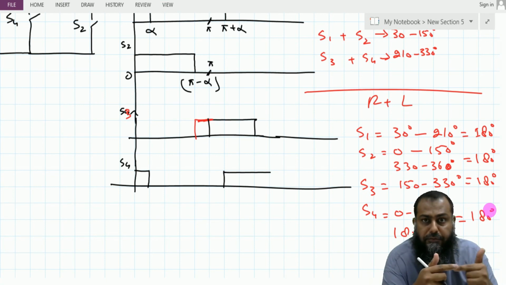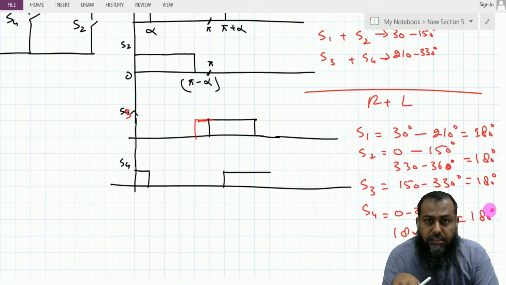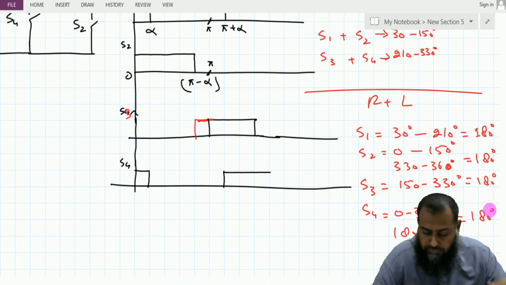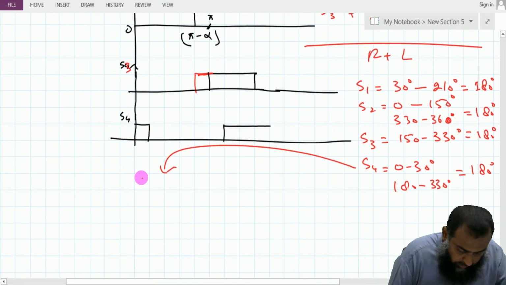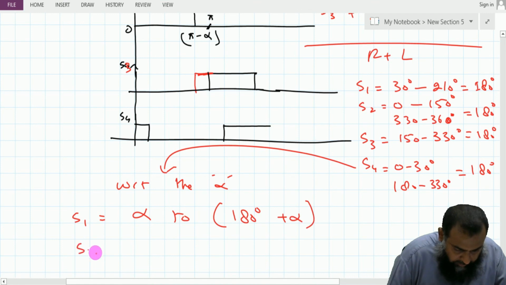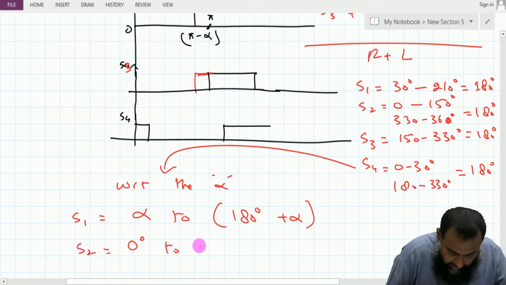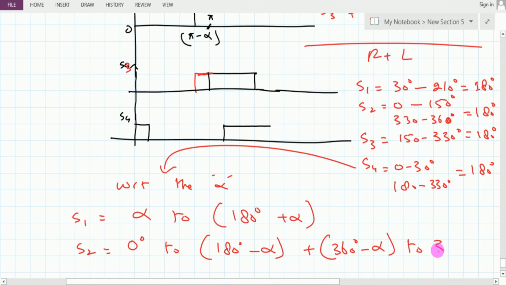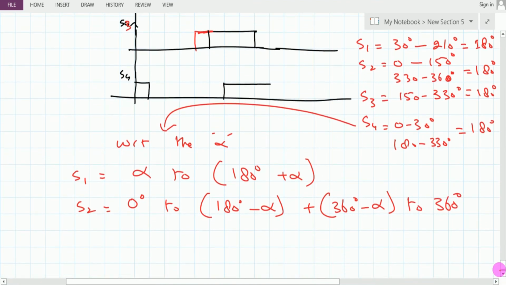There will be overlaps between the switch S1 and S3, as well as switch S2 and S4, thereby introducing the zero periods in the output waveform. So in a generic waveform, with respect to the alpha, this S1 is equal to alpha to 180 degree plus alpha. This S2 has to be on from 0 degree to 180 degree minus alpha, plus 360 degree minus alpha to 360 degree. So whatever is the amount of alpha, you can actually specify here.